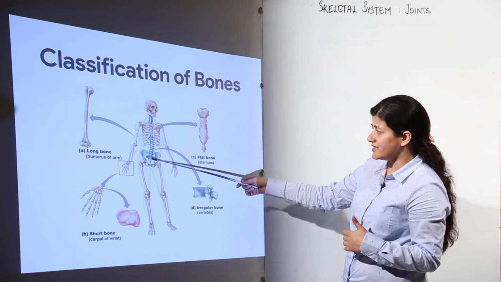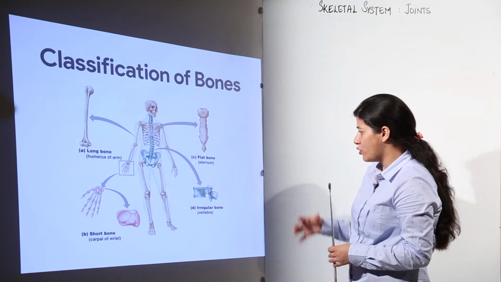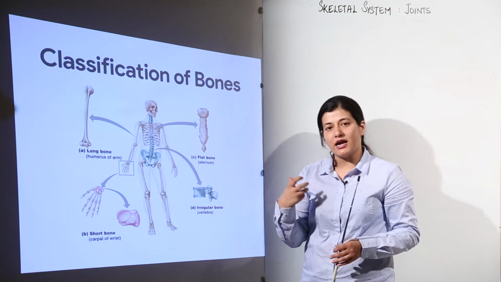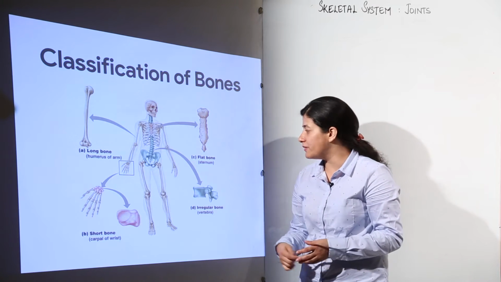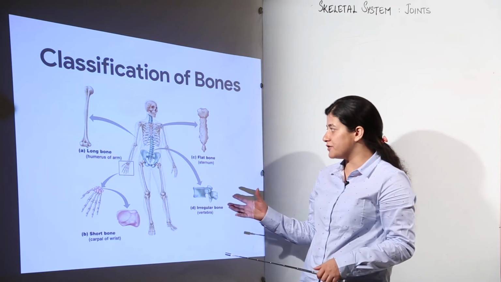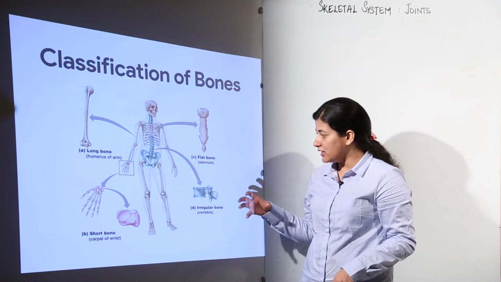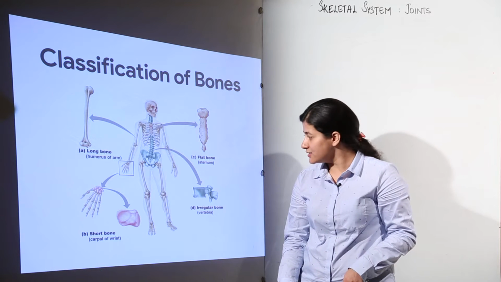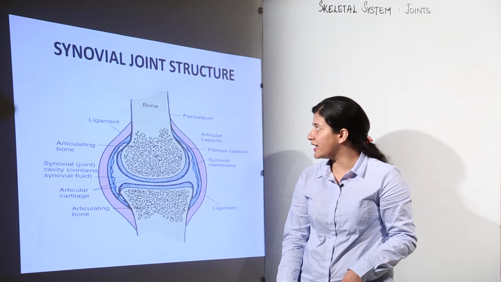Irregular bones, the example is the vertebral column. The bones are of an irregular shape. There is an articulation of ribs in the vertebral column as well. So these are the types of bones that are present in our body, the 4 different types of bones, and we have seen in detail what different types of bones are present in the axial and appendicular skeleton.